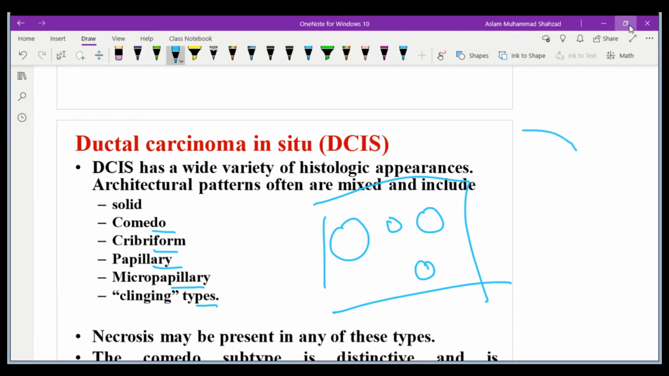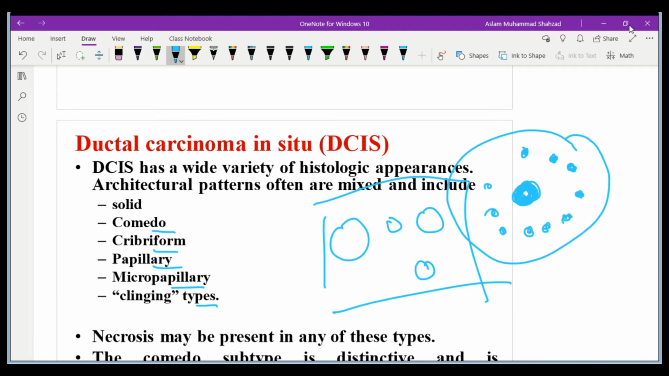If I draw the picture like this, a round structure, the area of necrosis lies in the center, surrounded by neoplastic cells. So there will be a number of neoplastic cells surrounding the necrosis, and this is the comedo appearance, usually occurring in the neoplastic cells in the duct.